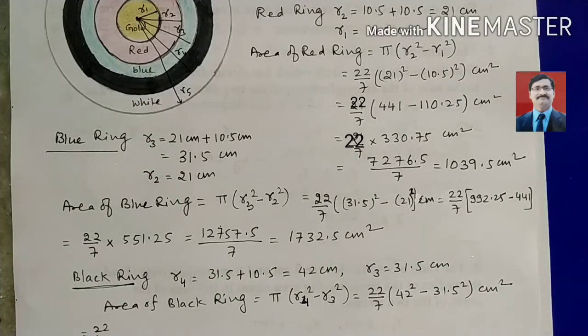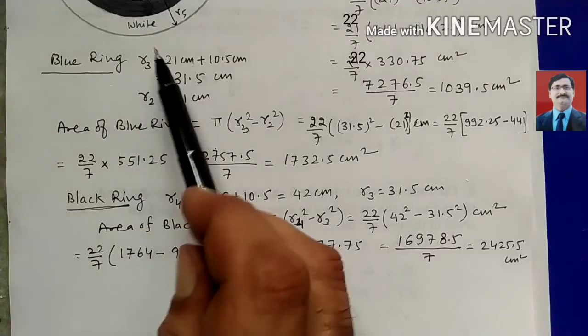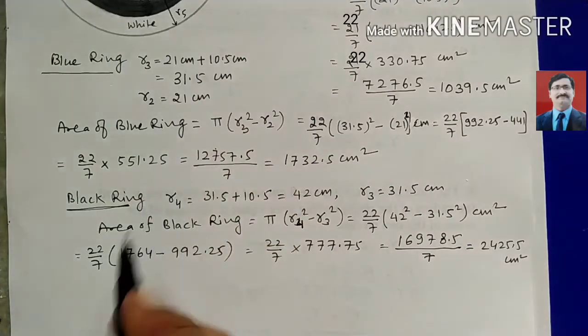This will be 22 by 7, times 42 square, which is 1764, minus 31.5 square, which we know already is 992.25. We subtract these and get 777.75, and multiplying we get 16978.5 upon 7, and this is equal to 2425.5 centimeter square. So we can find the area for the white ring.